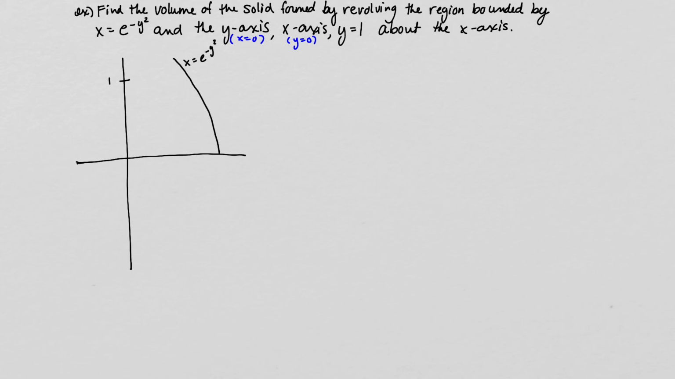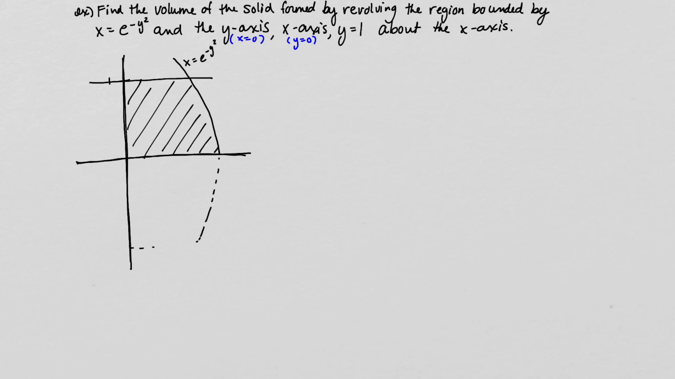The y-axis, right, is x equals 0 here. The x-axis, y equals 0 here. And then I have the line y equals 1. So we're talking about this shape in here. And so we're going to reflect that shape and think about rotating it around.